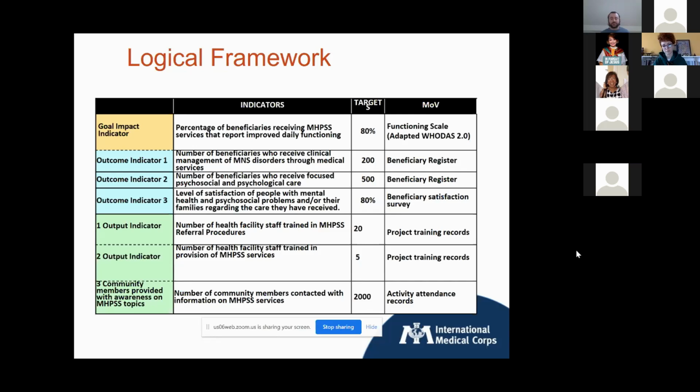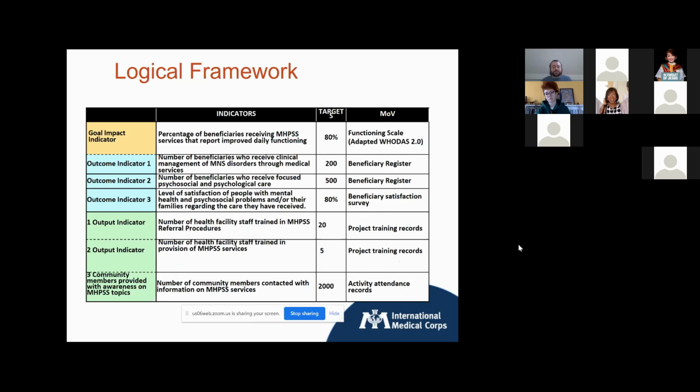Outcome indicator 2, number of beneficiaries who receive focused psychosocial and psychological care. This would normally have a target higher than those receiving clinical management for MNS disorders. As what we would see normally in our program in Lebanon is that more people want to access and need to receive psychosocial support as opposed to more clinical care. Often some people, many people will access both levels of care also as well.